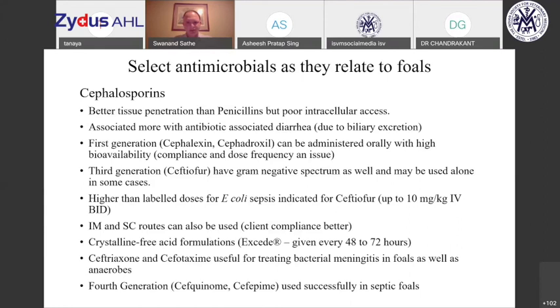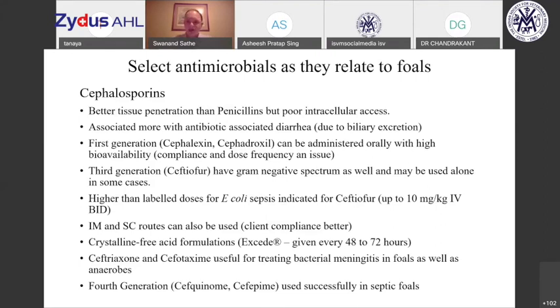coli sepsis, which probably is the most common organism that does affect neonatal foals, ceftiofur dose rates have to be increased 2 to 3-fold. So the label dose rate usually says 2 to 4 milligrams per kilogram body weight, but with E. coli sepsis, ceftiofur has to be given at the rate of almost 10 milligrams per kilogram IV twice a day. The advantage of ceftiofur is that it can be given intramuscularly or subcutaneously. And that is really good for us because clients can administer it at home if they're taught how to give this drug to their foals.